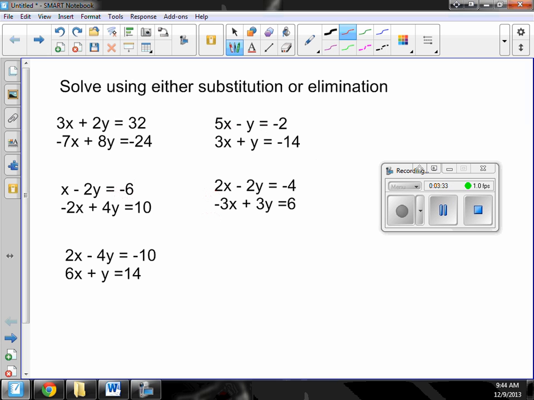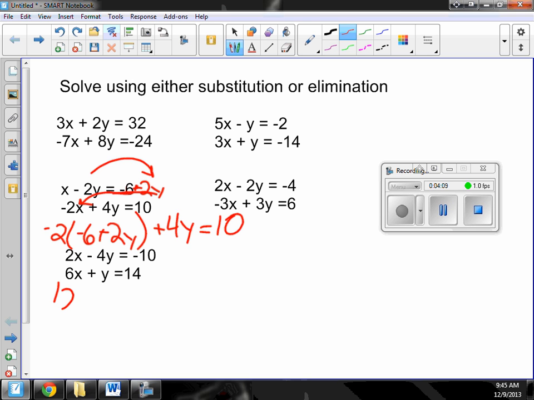For the third one, let's do substitution, just to review how to do it. So the easiest one to isolate is that x without a coefficient. So I'm going to add 2y to the other side, plus 2y. Now I need to substitute -6 plus 2y in for the x value. So I'm going to plug this in here. So -2 times (-6 plus 2y) plus 4y equals 10. 12 minus 4y plus 4y equals 10.